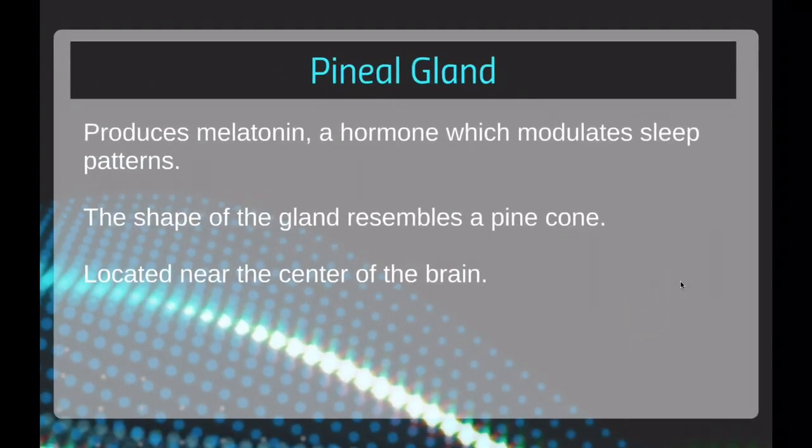The pineal gland is a small endocrine gland in the vertebrate brain. The pineal gland produces melatonin, a serotonin-derived hormone which modulates sleep patterns in both circadian and seasonal cycles. The shape of the gland resembles a pine cone, and that's how it got its name. The pineal gland is located in the epithalamus, near the center of the brain, between the two hemispheres, and is tucked in a groove where the two halves of the thalamus join.